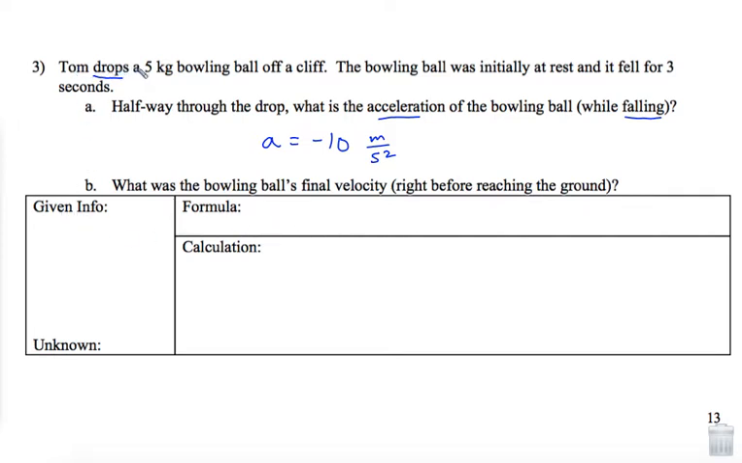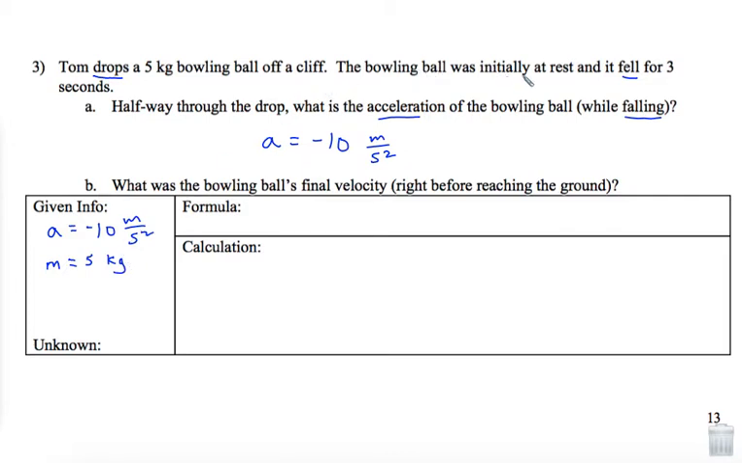Tom drops a 5 kilogram bowling ball. The minute we see the word drops or falling, it fell, we get to write the acceleration is negative 10 meters per second squared. Notice again, it doesn't say that anywhere in the problem, but what it does say is it's dropping or falling, so we know that's true, because that's for free fall. The acceleration is negative 10 meters per second squared. It's a 5 kilogram bowling ball, so the mass is 5 kilograms.